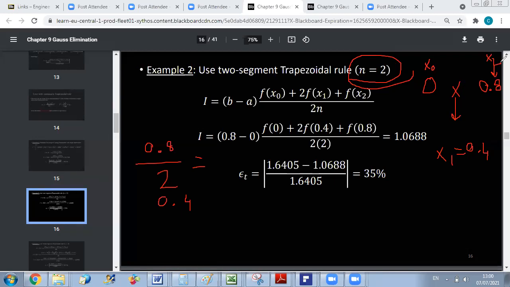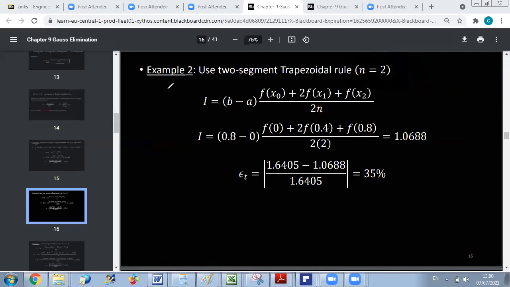And now I will apply my rule for n equal to 2, okay? So for n equal to 2, we can write the integral as b minus a times f(x0) plus 2f(x1) plus f(x2) over 2n, and replace n by 2, okay? And then I will get a value that is much closer to the true value. And if I calculate the true relative error, I can see a very large decrease. So from 90% to 35%, which is expected because I increase the number of segments. But still, it's a large error. So to reduce it more, I need to take a higher number of segments.